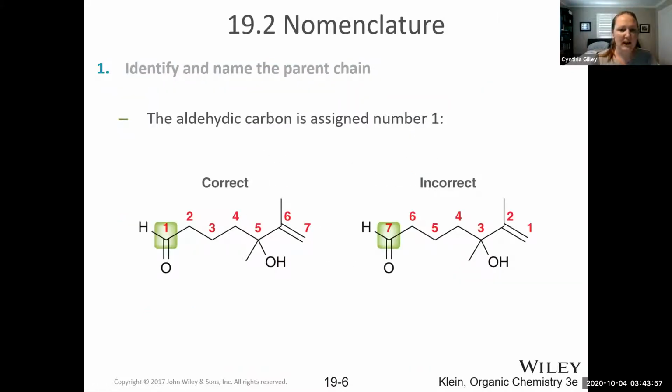When you're naming an aldehyde, by definition, that aldehyde is at carbon number 1 because it's always on the terminal end of a carbon chain. So in order to have the lowest number possible, it will always be carbon number 1. For that reason, it's not important to assign a locant to locate the aldehyde when you're naming it with the parent as an aldehyde, because it will always be at carbon number 1.